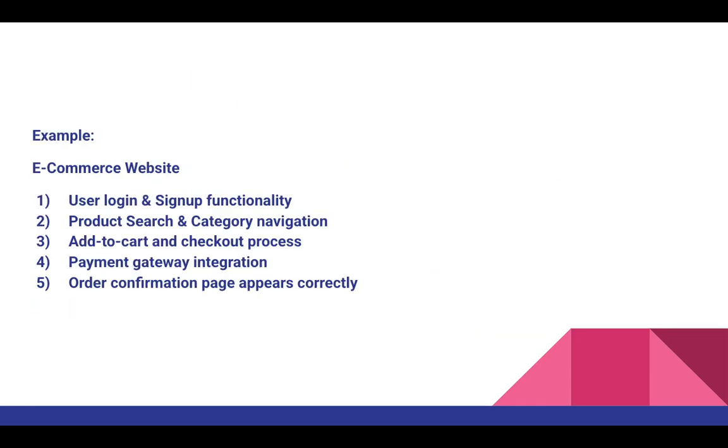So let's take an example of e-commerce website. There are lots of e-commerce websites we have seen in our day-to-day life, like Amazon, Flipkart, Meesho, etc. So for these websites, what are the critical functionalities? The main functionalities are right from the login, sign up, you search the product, add to the cart, checkout, payment, and your order confirmation page. So these are the critical functionalities of your website.